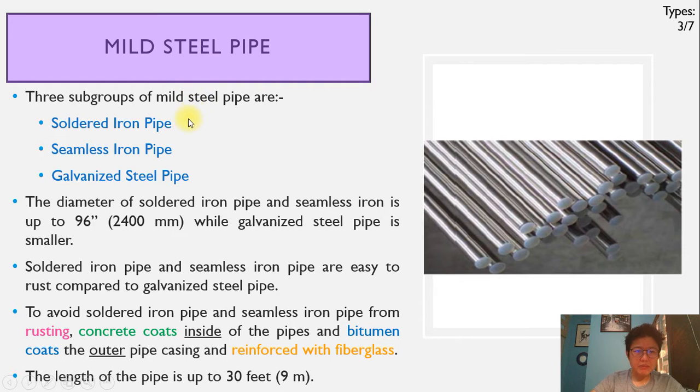When we talk about mild steel pipes, there are actually 3 subcategories: the soldered iron, the seamless iron, and the galvanized steel pipe.